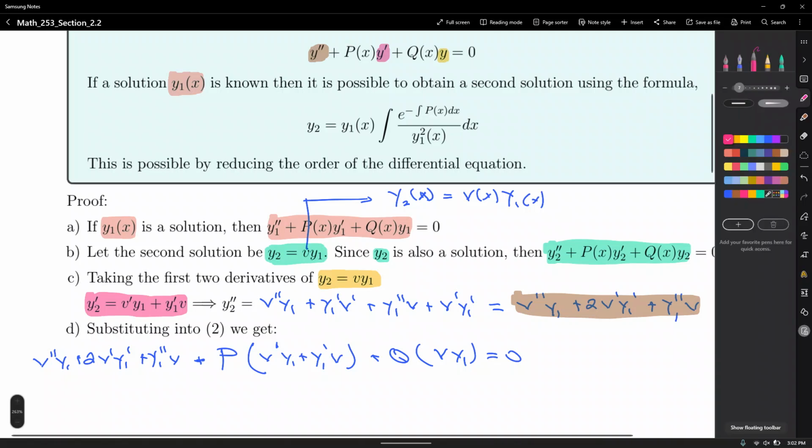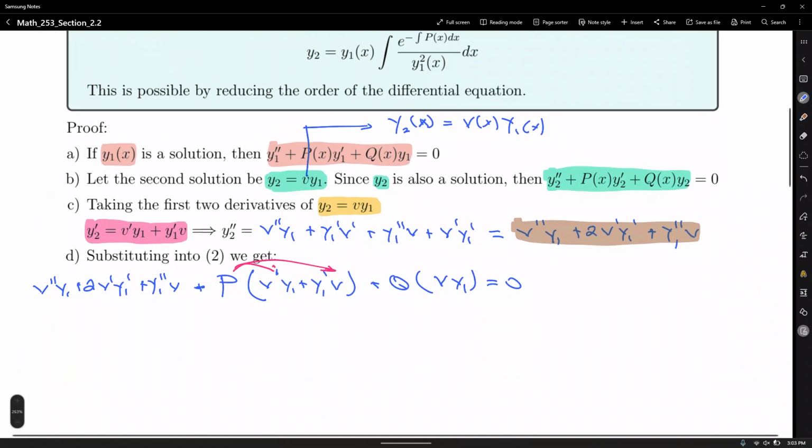I'm going to distribute p over these two terms. That's going to leave us with the following. The first three terms remain the same: v double prime y sub 1 plus 2 v prime y sub 1 prime plus y sub 1 double prime v, plus p v prime y sub 1 plus p y sub 1 prime v, plus, in this case there's nothing to distribute, just multiply across, q v y sub 1, and let that be equal to 0.